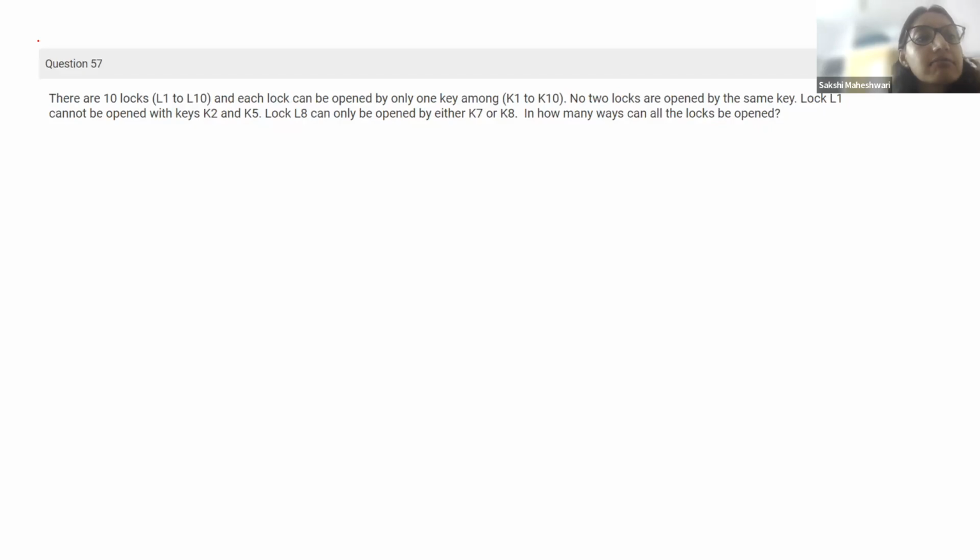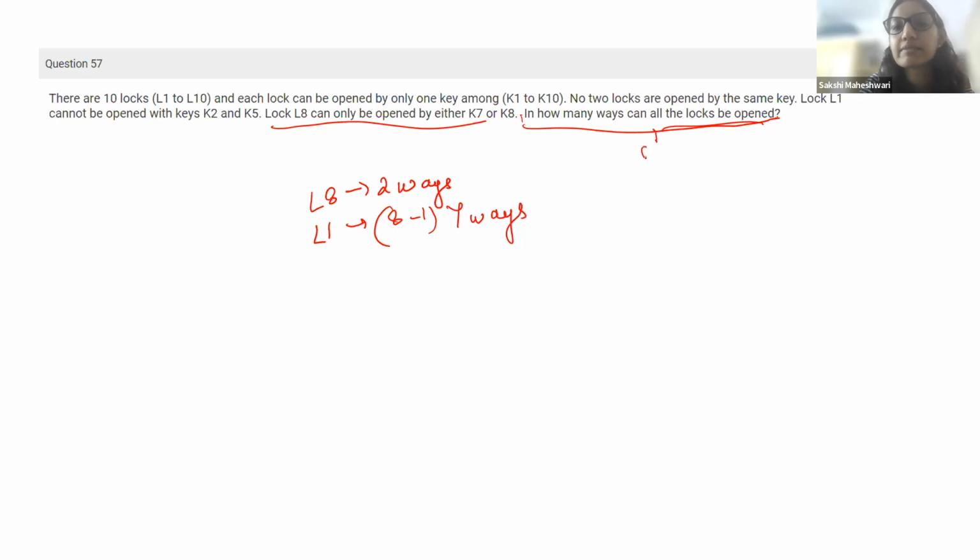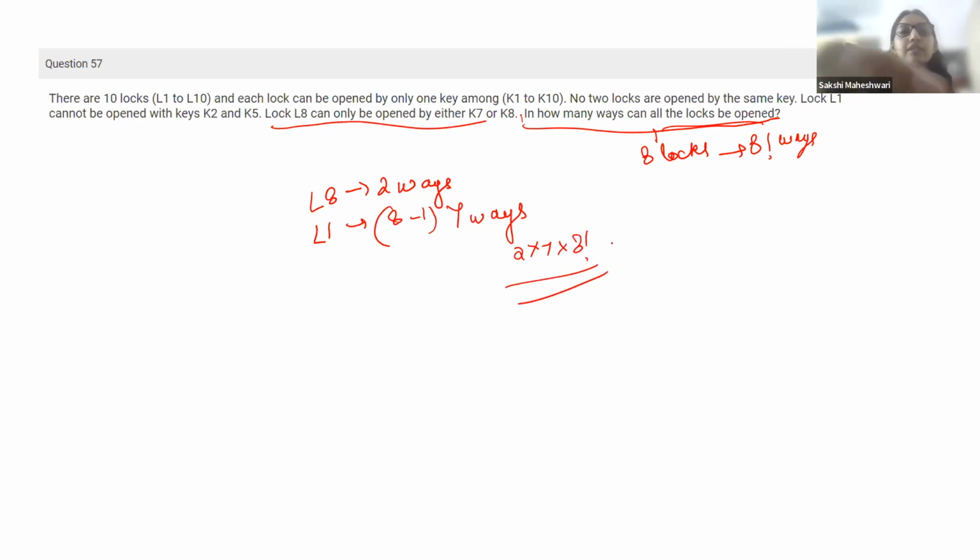Now there are 10 locks and each lock can be opened by only one key. And no two locks can be opened by the same key. So lock 1 cannot be opened with keys K2 and K5. Okay. So we need to find the number of ways all locks can be opened. For lock 8, it can be opened in only 2 ways. And L1 can be opened in 8 ways since it cannot be opened by these two, and minus 1 since it cannot be opened by the key used for L8. So this will be 7 ways, and the rest of the 8 locks can be opened in 8 factorial ways. So this gives you 2 into 7 into 8 factorial. Just calculate this and we'll get your answer.